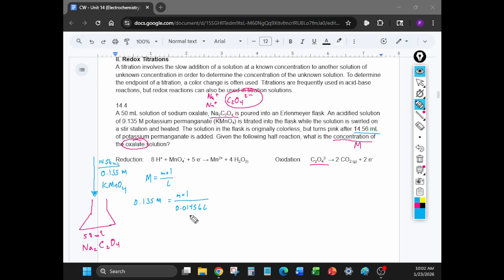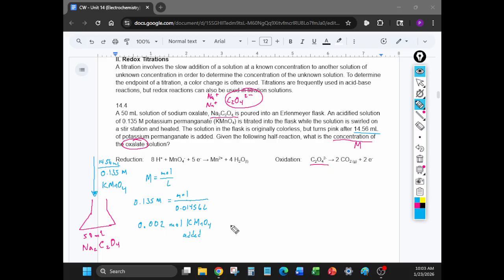So 0.135 times 0.01456. That means that we added 0.002, and I'm going to round this, moles of KMnO4. This is how much we added. All right, and we got that number by multiplying the molarity 0.135 and the volume 0.01456.